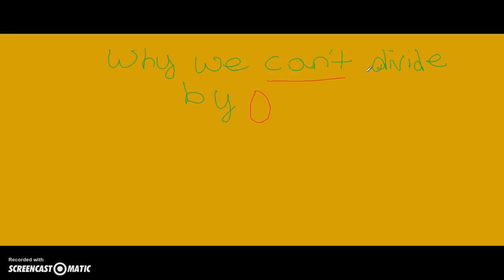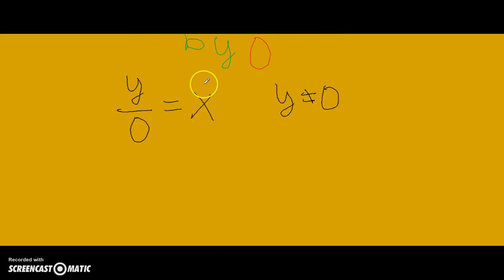So I'm just going to write down this equation here. Let's say we have some number y divided by 0 is equal to x, given that y does not equal 0. What value of x will make this true? One thing we can do from algebra is manipulate this equation, and this is the same thing as saying y is equal to 0 times x.